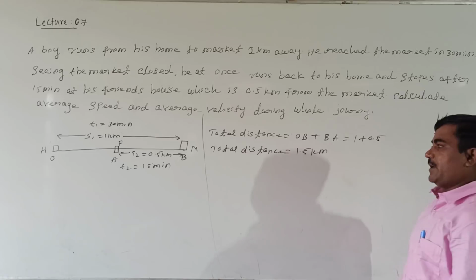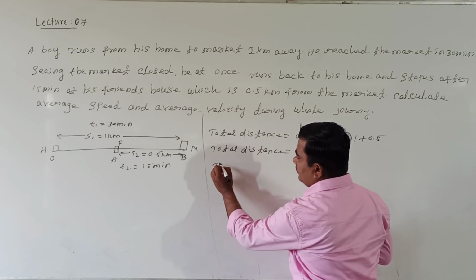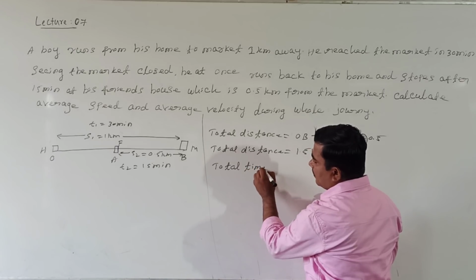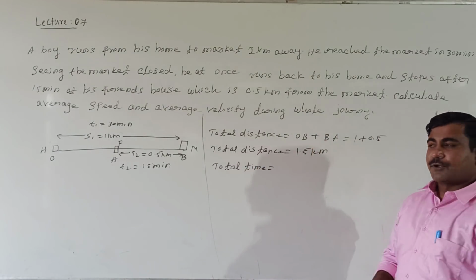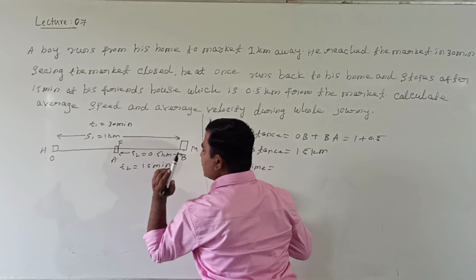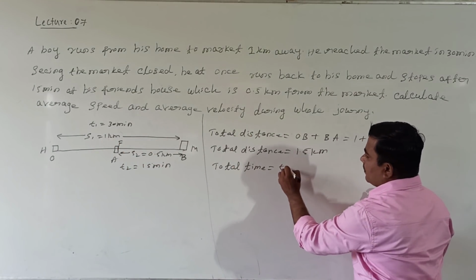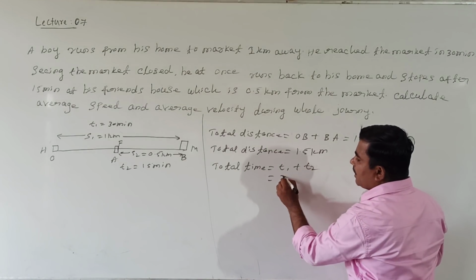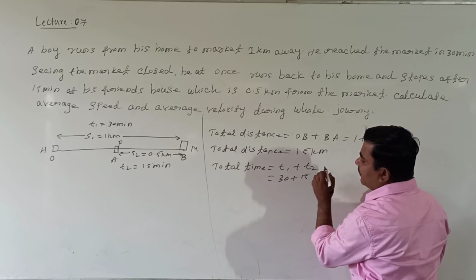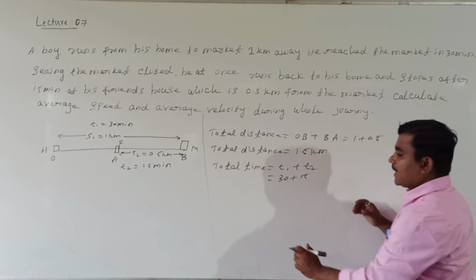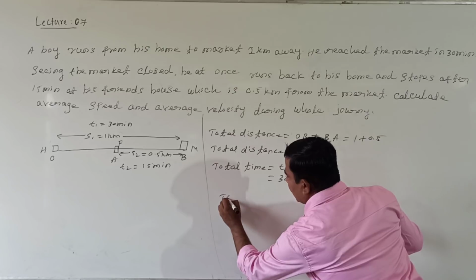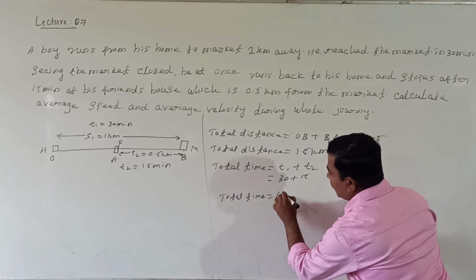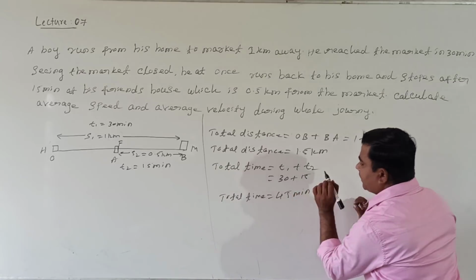What is total time here? Total time is T1 plus T2. T1 is how much? 30. T2 is how much? 15. How much is the total time? Total time is equal to 45 minutes.